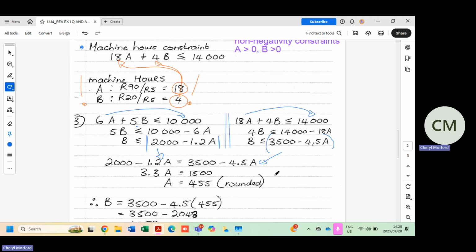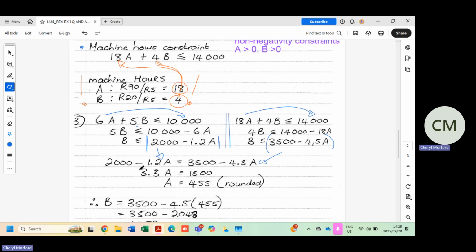Now, once again, it's just basic algebra. I'm going to group like terms together. So I need to have the A's all on the one side, the numbers on the other side. Be careful as to whether they have positive values or negative values.